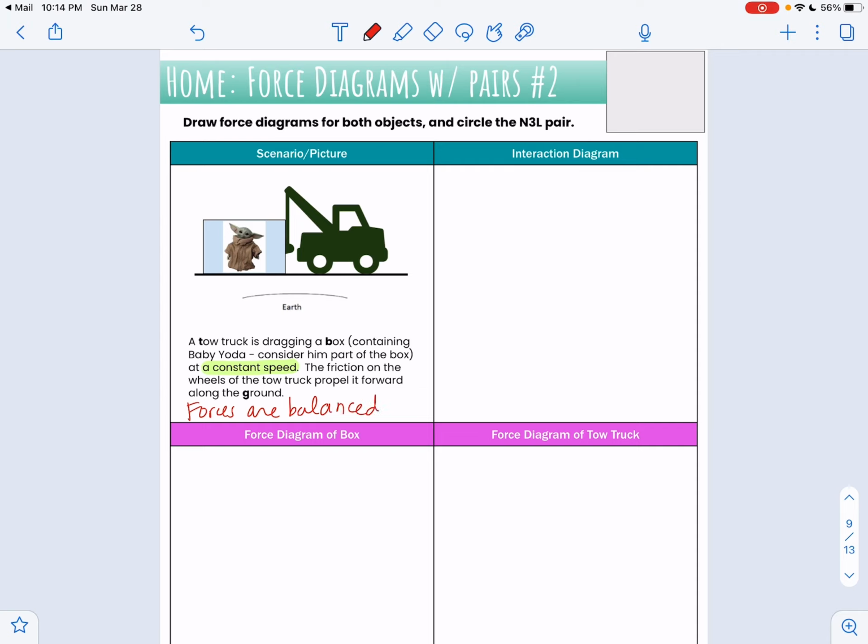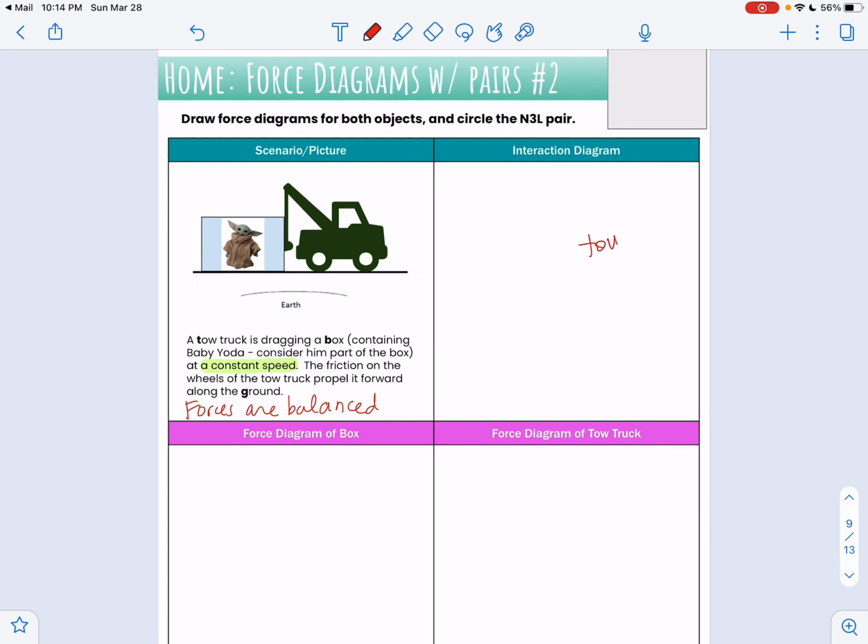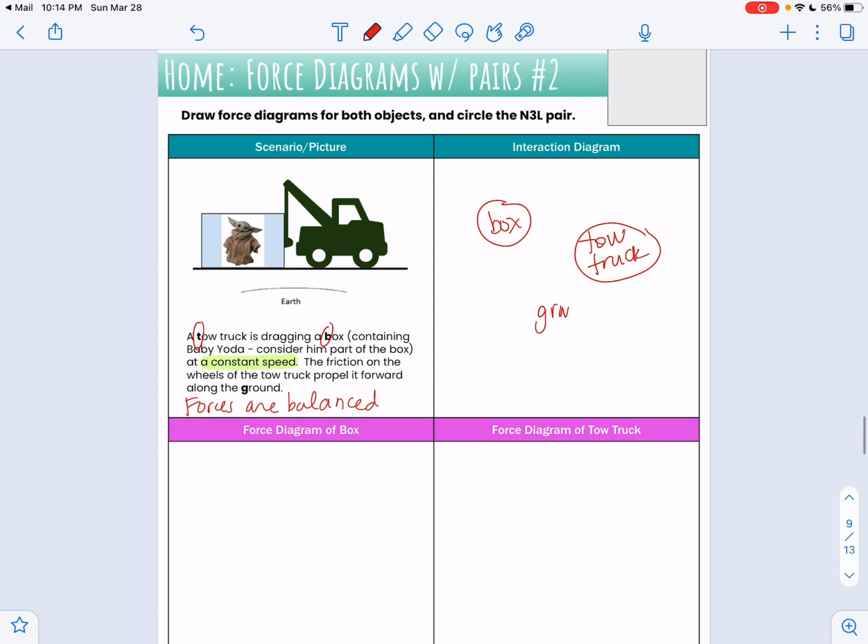Okay, so let's make an interaction diagram. So we have the tow truck, and the box. And again, remember, we're using these letters. Ground, we're using instead of floor this time with a G, and of course the earth. All right, so let's see what's happening. We'll assume the tow truck is moving this way because that's the way it looks like it's going, and tow trucks pull things. So the tow truck is going to pull the box. So that's going to have a tension.